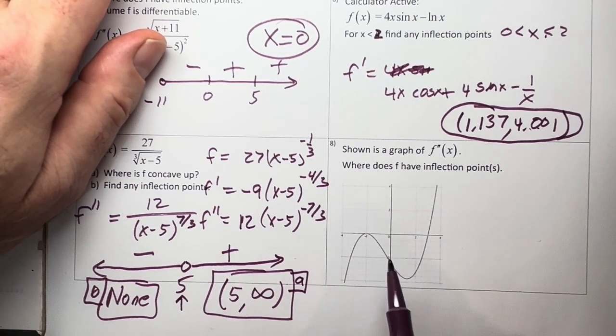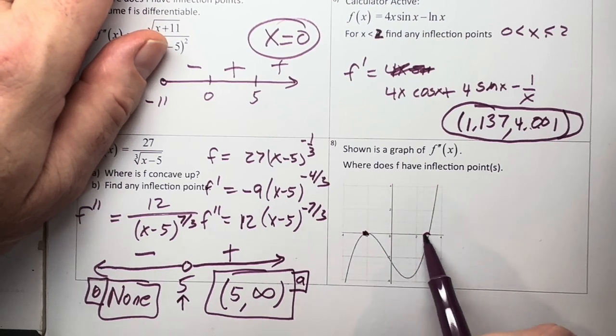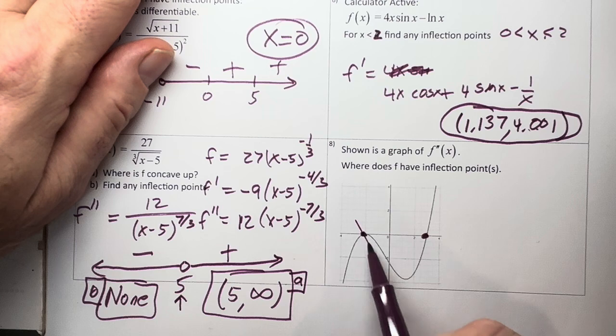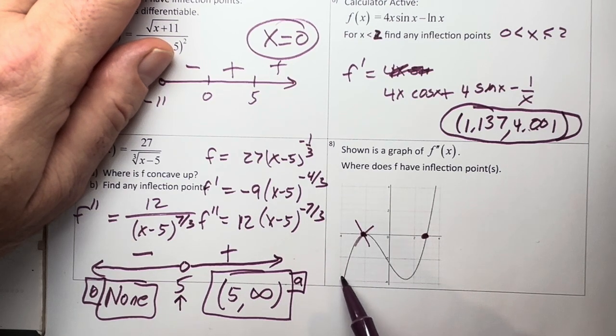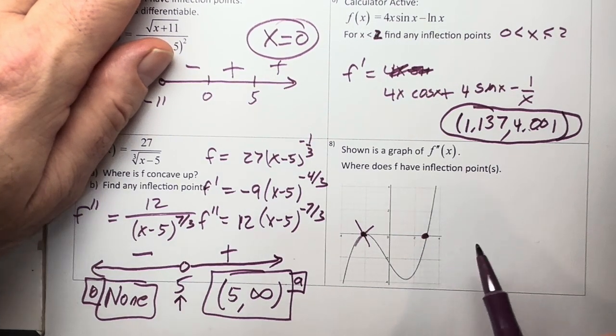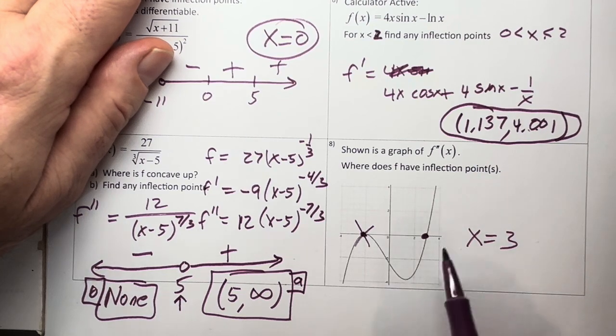Well, if this is f double prime, we want to look at the x-axis because that's where f double prime might change signs. Not here. F double prime is negative below the x-axis, stays negative, but this is the only spot, and I assume that's at 3. So x equals 3 would be our answer.